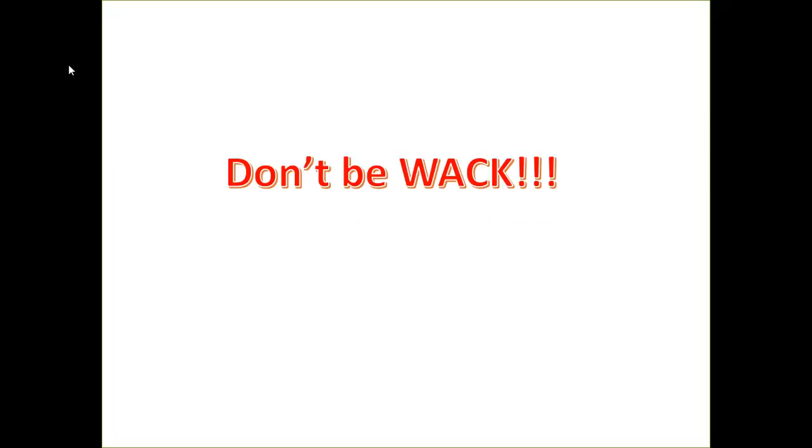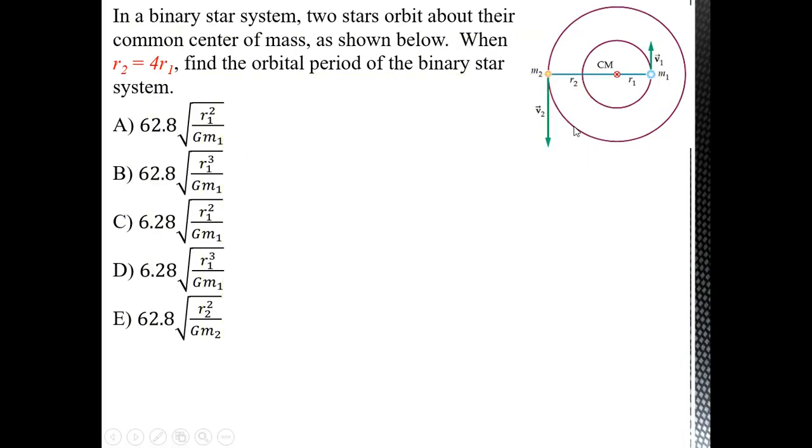Okay, so here I have an example of a typical binary star system where you're given two different masses, and the two masses are a different distance away from the center of mass of the system. All right, so if you want to take a second, pause the video, look at the diagram on the right. That will help you understand this particular problem.